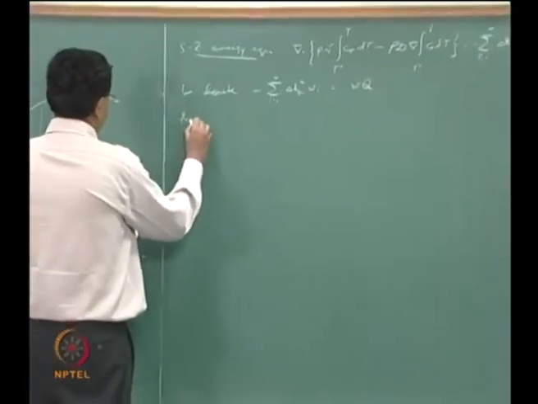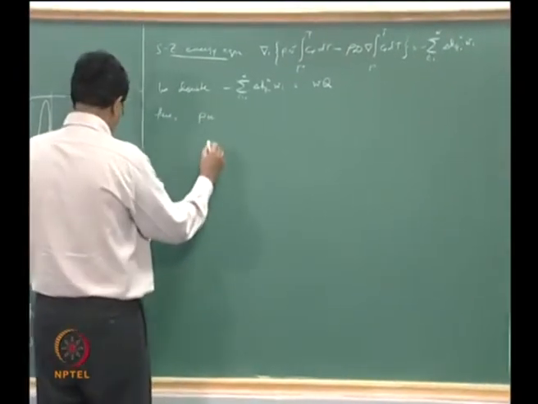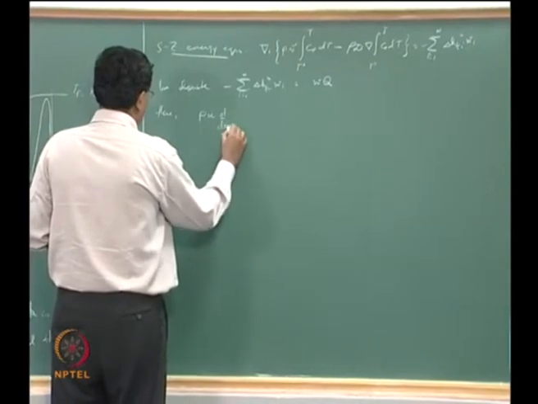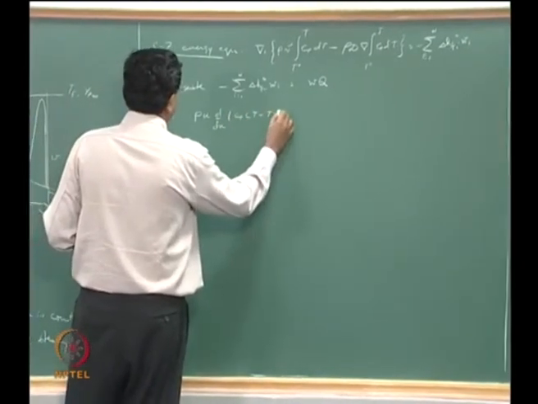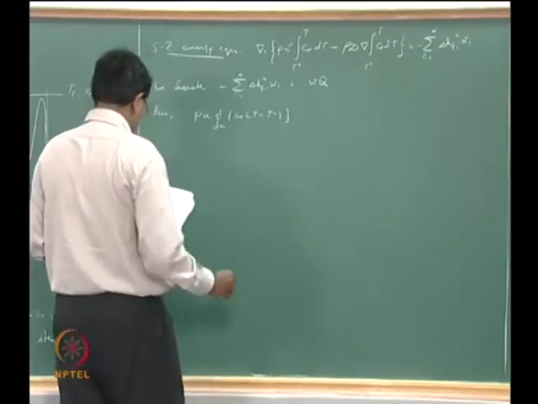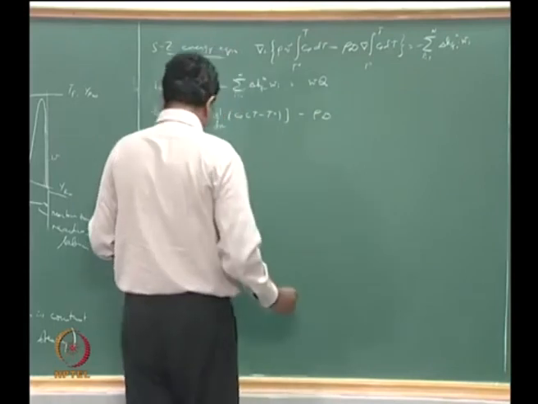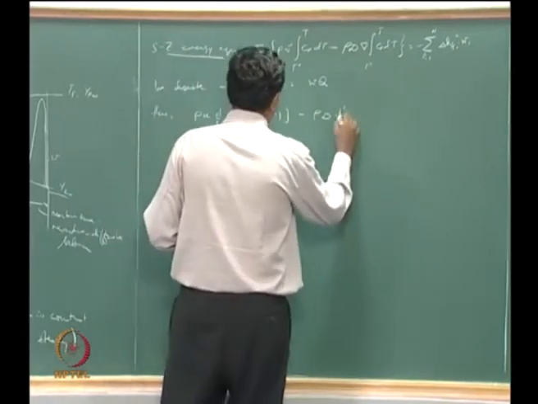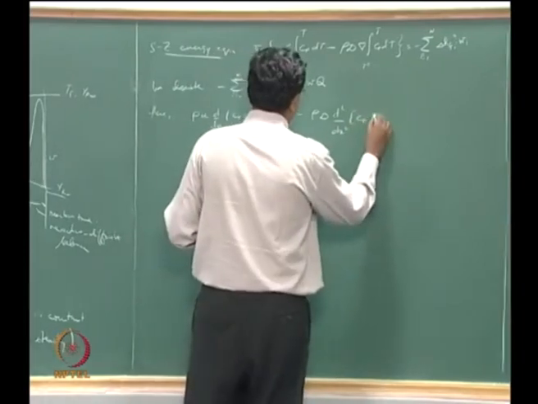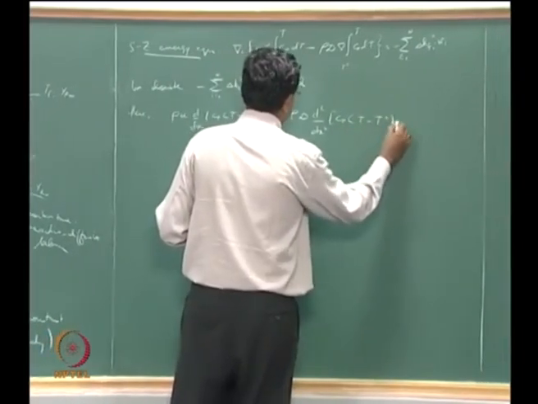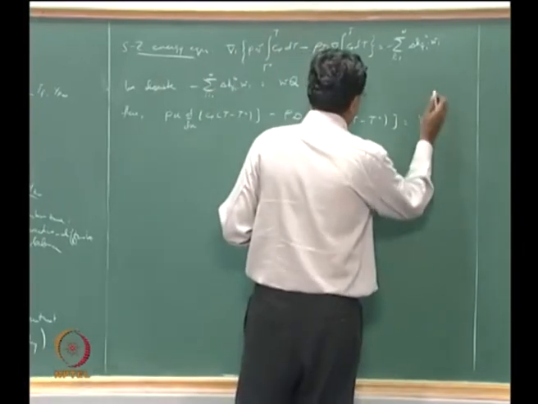Then here we can now write this as rho u d by dx of Cp (T minus T naught), minus rho D d squared over dx squared of Cp (T minus T naught), equal to WQ.